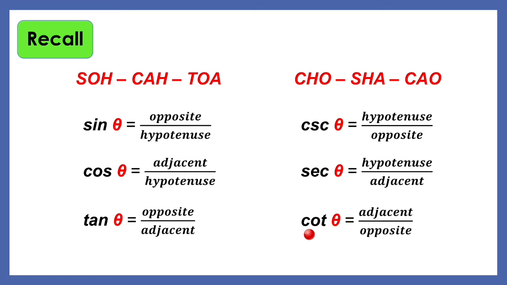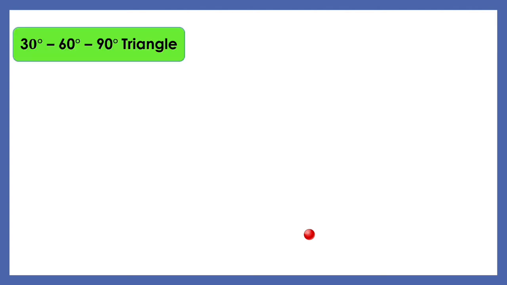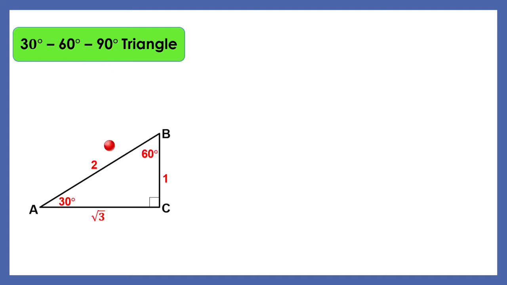Let us now proceed to our topic, trigonometric ratios of special angles. To find the trigonometric ratios of special angle 30 degrees, we will use the 30, 60, 90 triangle. This is our figure. We have triangle ABC at right angle C. Angle A measures 30 degrees. Angle B measures 60 degrees.